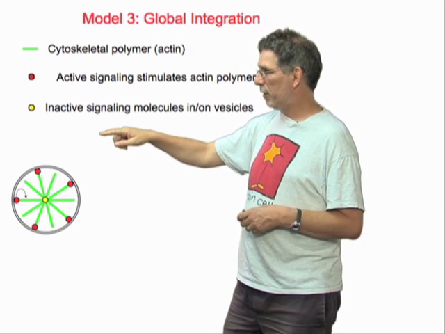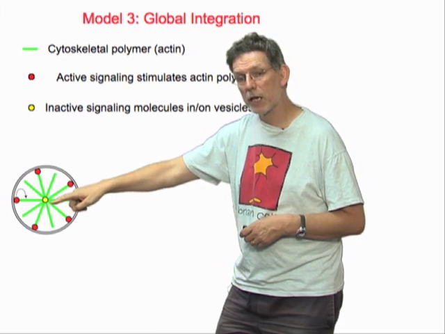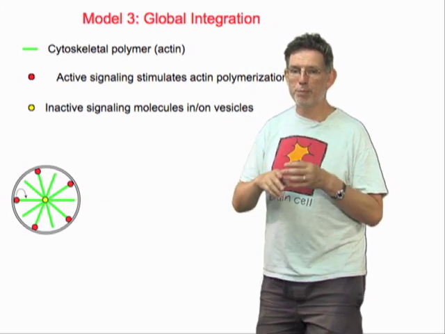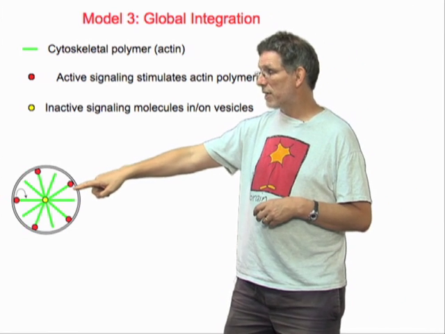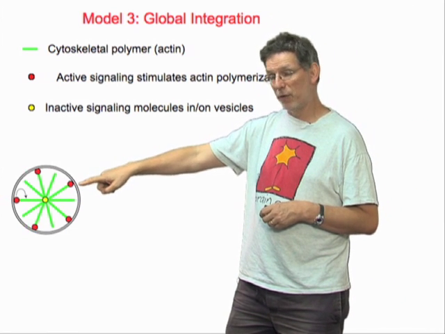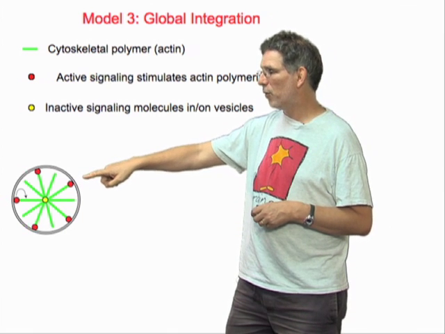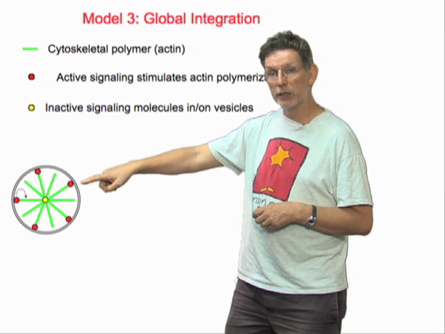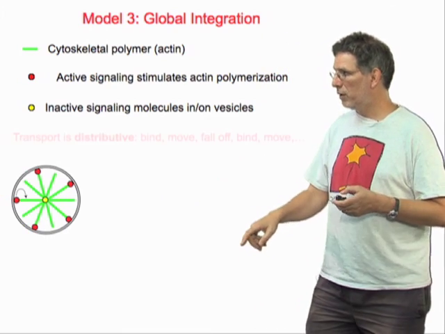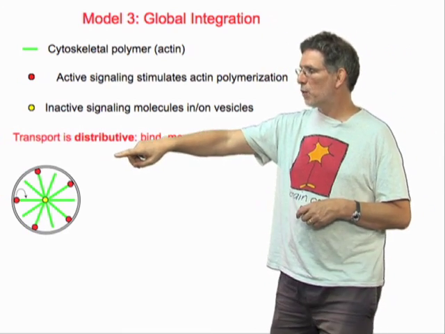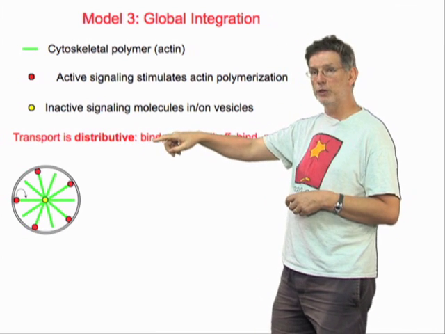They have an inactive form, which is here yellow, and there's one right here in the center of this cell. And it's going to get transported in or on vesicles to the surface of the cells, and it can't be active until it's at the surface of the cell. If it was the receptor, it can't be active till it's at the surface of the cell, because it can only detect the pheromone, which is outside the cell. And so the model has a very specific requirement, and that is that when these things get transported, the transport is what a biochemist would call distributive.